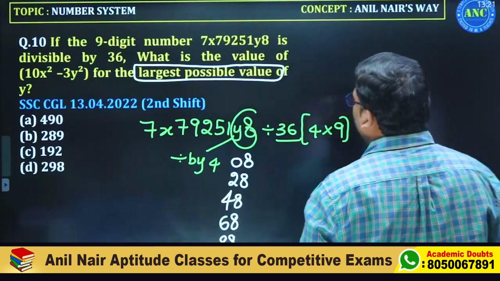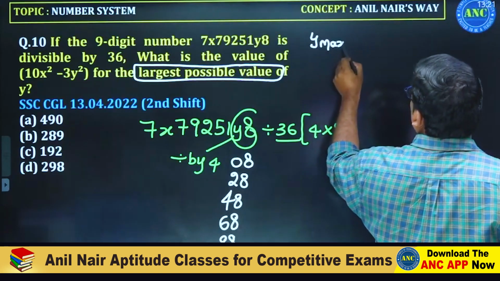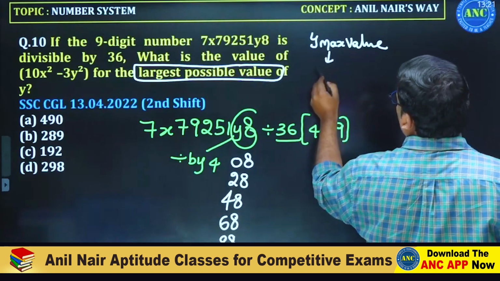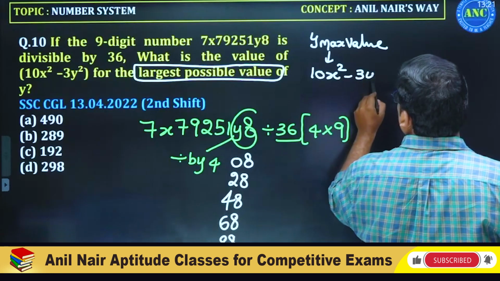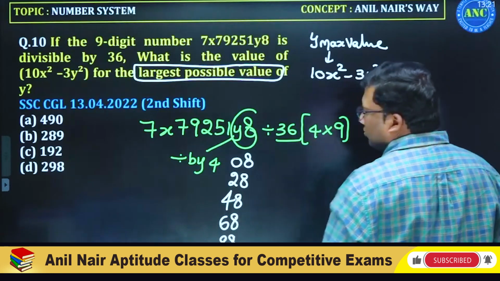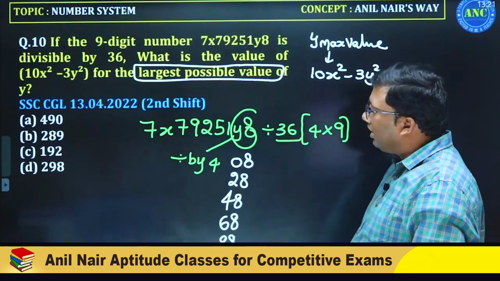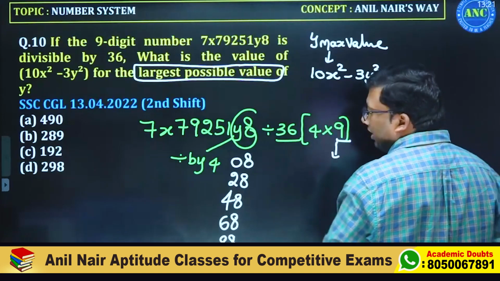For the largest possible value, we have to take the y maximum value, and then we need to find out the value of 10x square minus 3y square. Then it is divisible by 9.